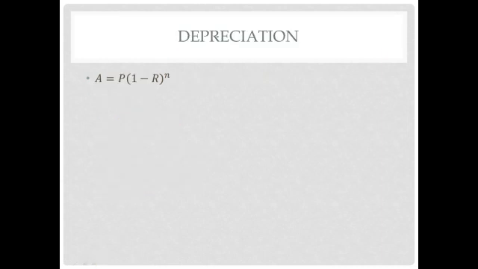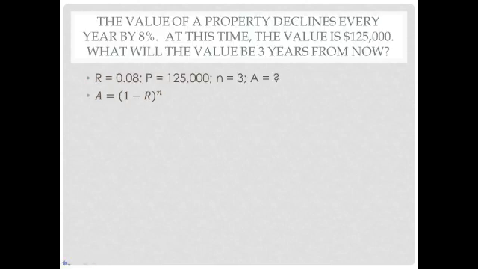All right. Let's look at depreciation. The formula is very similar. Depreciation means that the value is going to go down over time. So instead of saying 1 plus the rate here, we'll have 1 minus the rate. But the formula is essentially the same as compound interest or growth, except we're going to have 1 minus the rate here because the value decreases.